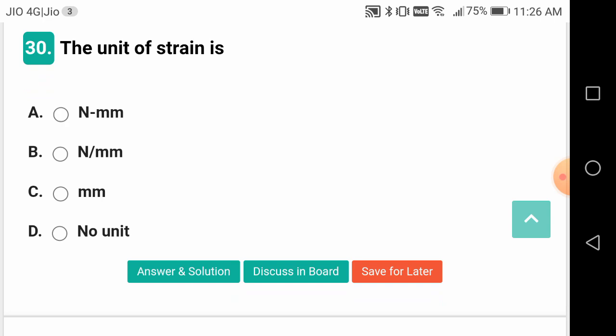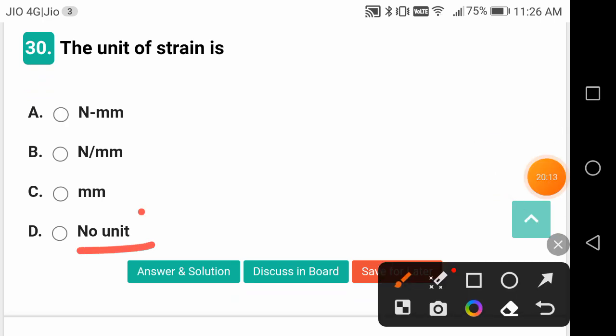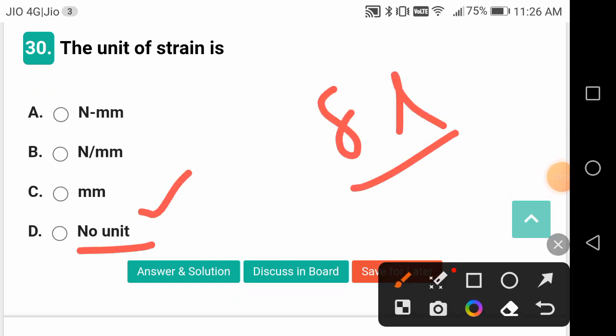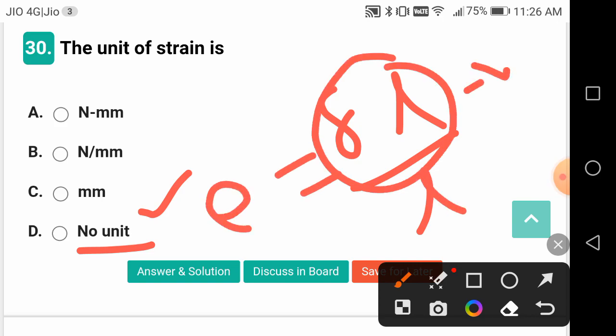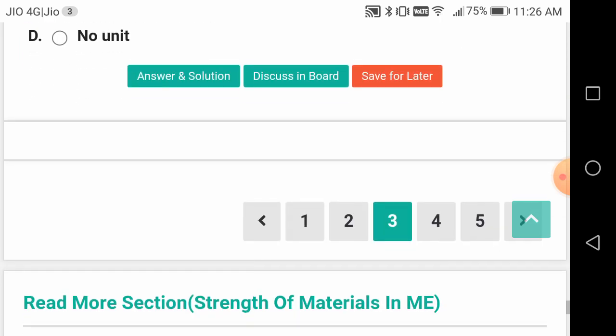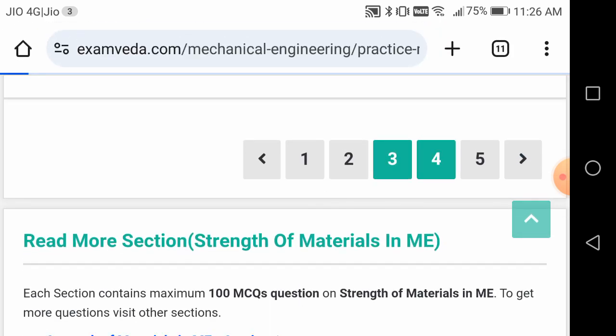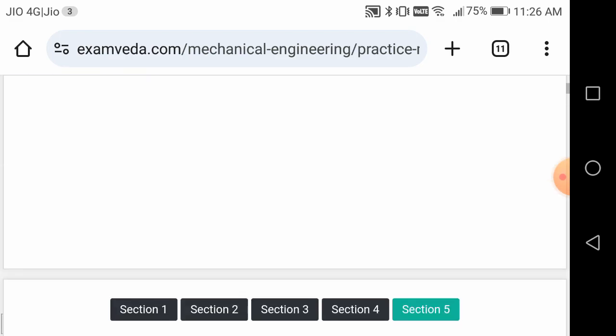The unit of strain: no unit. Strain has no unit because after all it is a ratio of two similar quantities. The change in length in mm and the length in mm will get cancelled, and it has no units at all. Strain has no units.